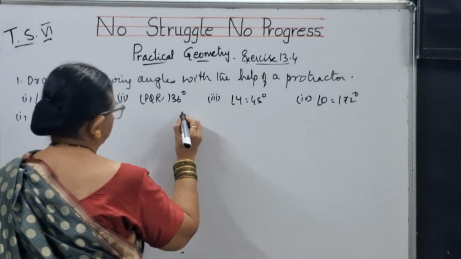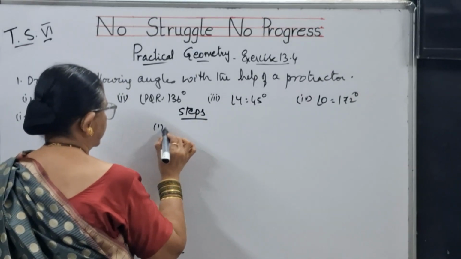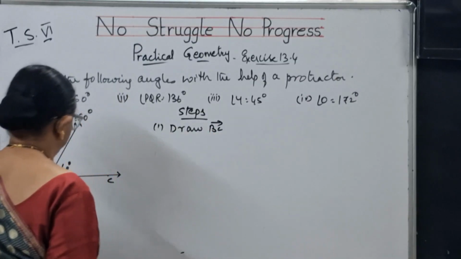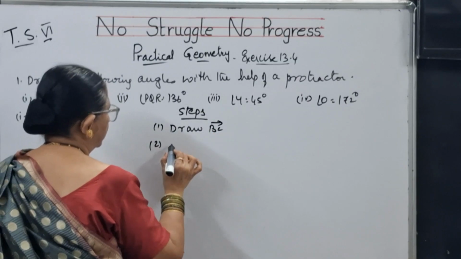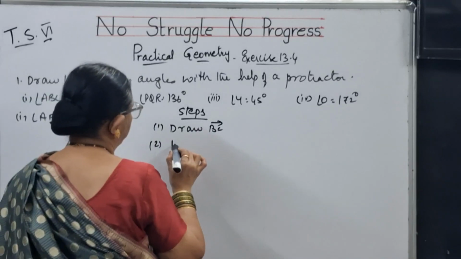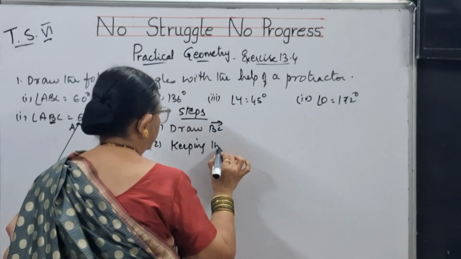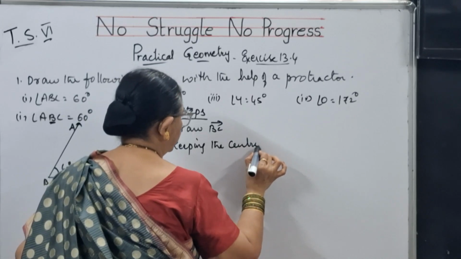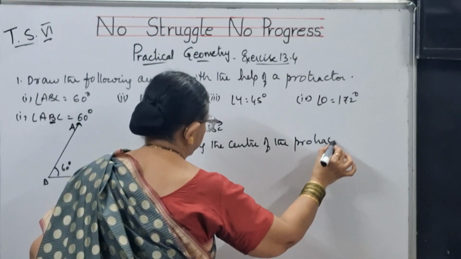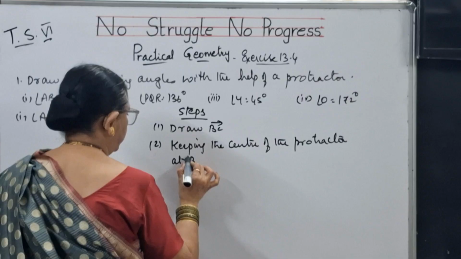So what are the steps that you are writing for it? First one, draw BC ray. And second one, keeping the center of the protractor at B.